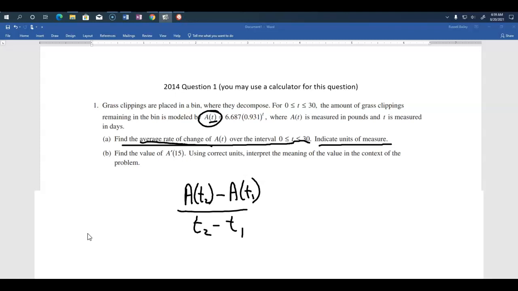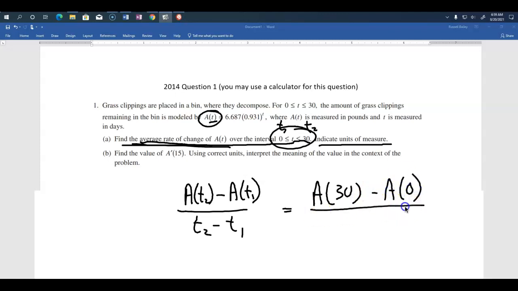Now, I want to find the average rate of change on this interval. So this is my t1, and this is my t2. So if I wanted to apply this, then I would write A of 30, that's my t2, minus A of 0, that's my t1, over 30 minus 0.